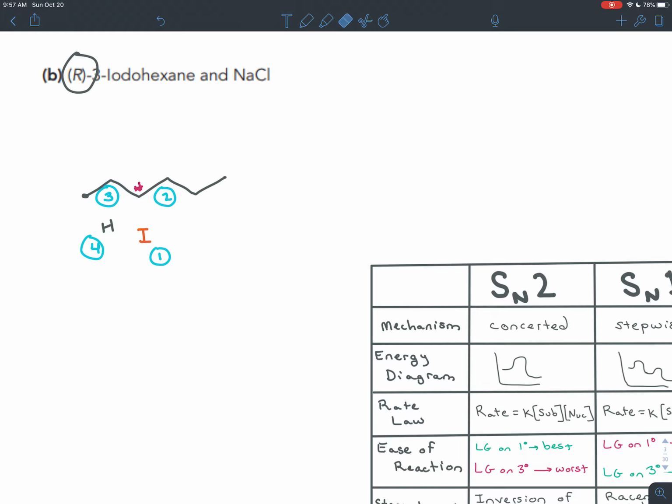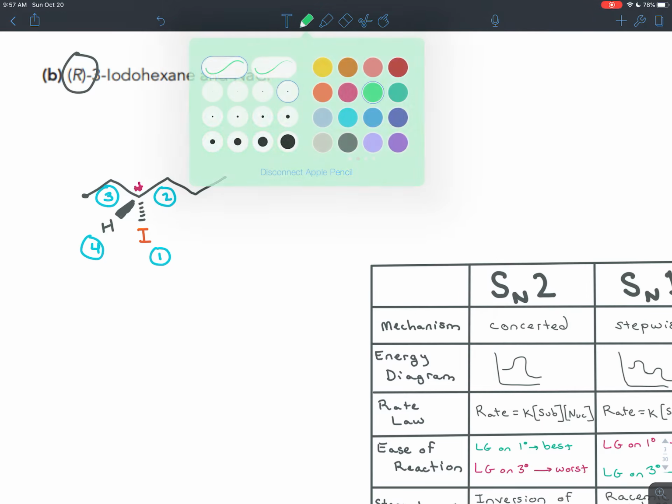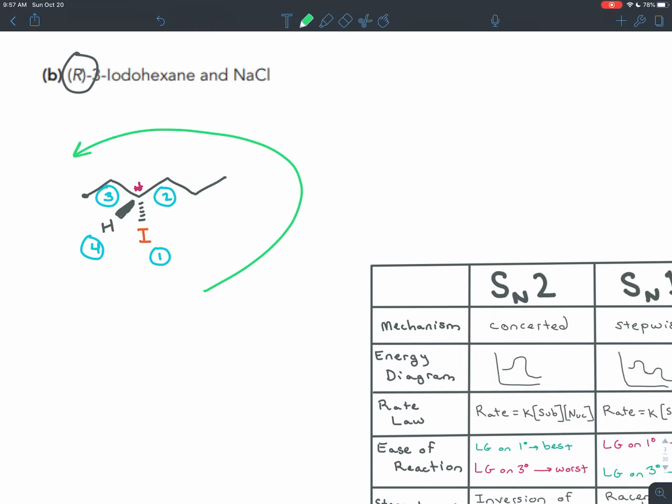Okay, so then we'll switch these. Instead of hydrogen going away and iodine coming out at us, hydrogen will be coming out at us, and iodine will be going away. So now if you go from 1 to 2 to 3, it's still counterclockwise. You would think it would be S, but 4 is coming out at us. So we switch it, and it's actually R.